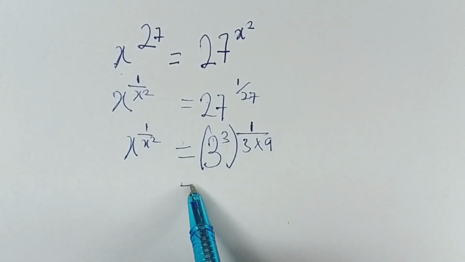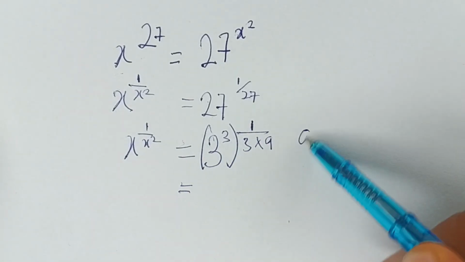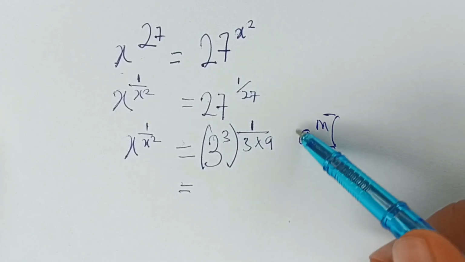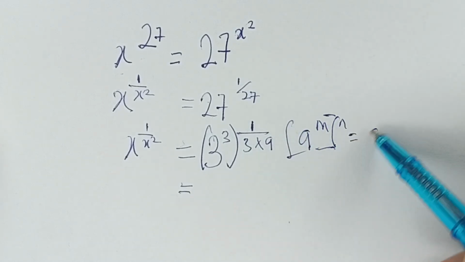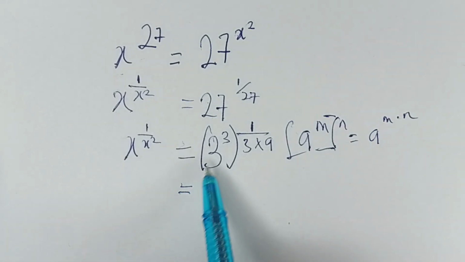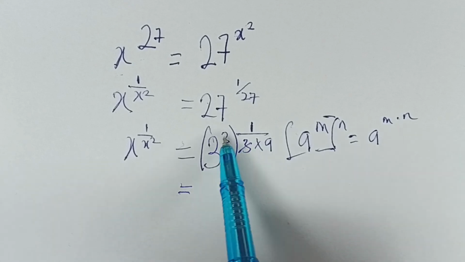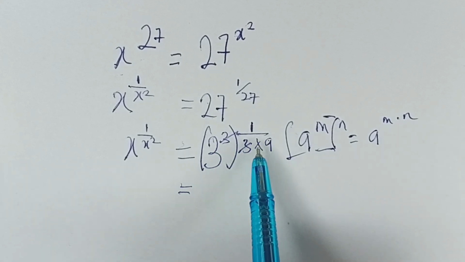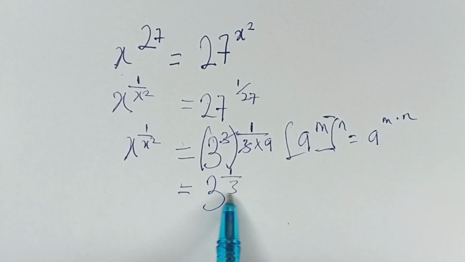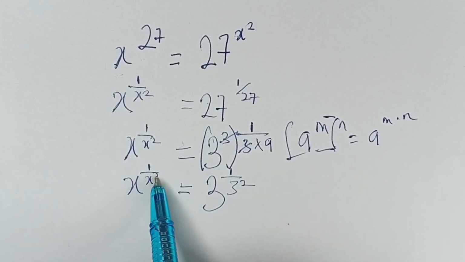But recall that if you have a raised to power m, all in brackets, raised to power n, you have this to be equal to a raised to power m times n. So we're going to do the same thing here. So it means that this will multiply this. So 3 will take 3, and 9 is 3 squared. So I have 3 raised to power 1 over 3 raised to power 2, and it's equal to x raised to power 1 over x raised to power 2.